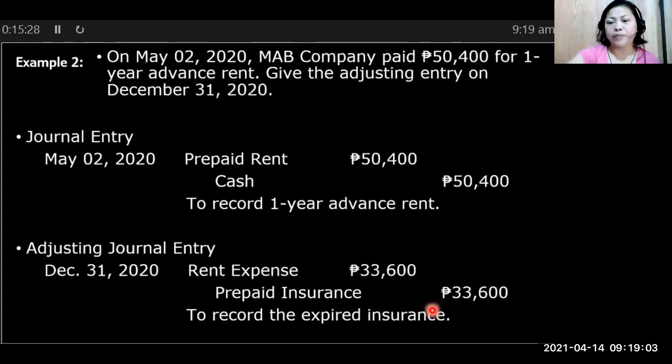Let's have another example. On May 2, 2020, MAB company paid 50,400 pesos for 1 year advance rent. So let's see the adjusting journal entry on December 31, 2020. Upon payment of that rent, you are going to record it for May 2, 2020: prepaid rent 50,400, cash 50,400. This is to record 1 year advance rent.